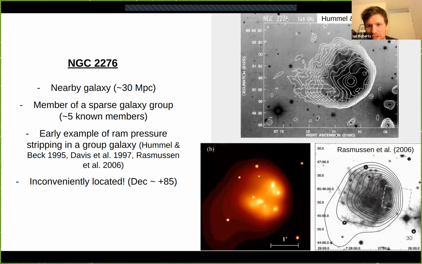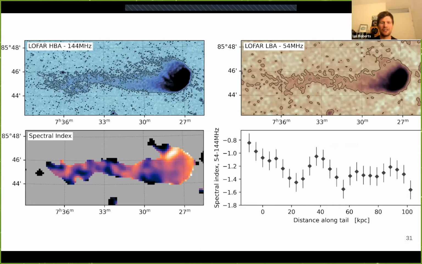Because of this, I was curious, and this object happens to be observed by LOFAR. So I wanted to see what it looks like in LOFAR, and this is what we see. The top two panels show NGC 2276 at the HBA, and then the LBA. This is my first LBA image I'm showing, at 54 megahertz, even lower frequencies. We see this spectacular tail, which is 60, 70 kiloparsecs longer than what was previously known from ROSAT or from the VLA. And because this galaxy is so nearby, with HBA and LOFAR we're reaching basically kiloparsec resolution.